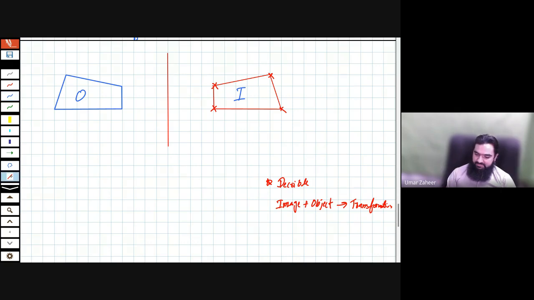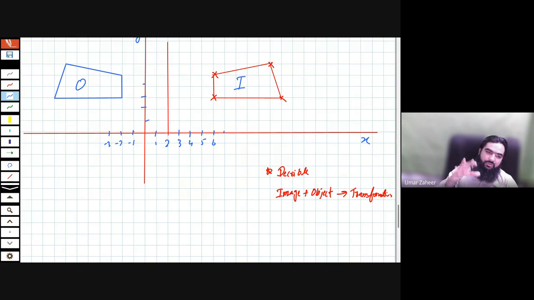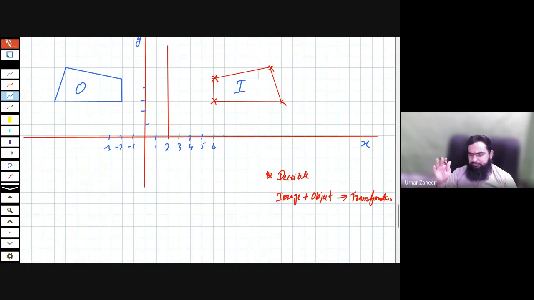So how will you find it? For your ease, let's make a grid here. It is the x-axis, it is the y-axis, with points 1, 2, 3, 4, 5, 6, 7, and so on. In the same way, we have points here: -1, -2, -3, and 1, 2, 3, 4, 5, 6. The examiner gives you the object and the image, and you have to find the transformation. Look at here. There is no line given. The examiner says that you have to describe the transformation.